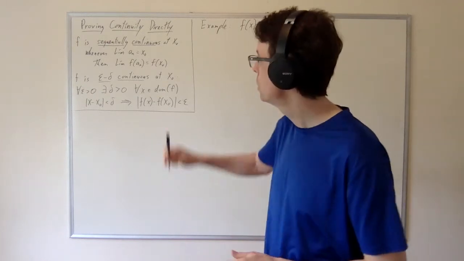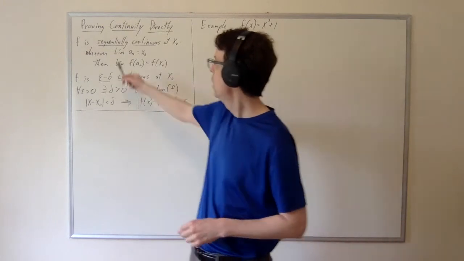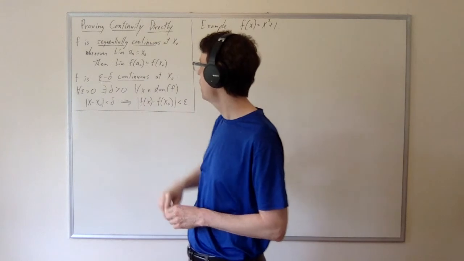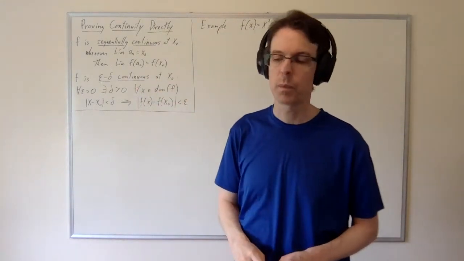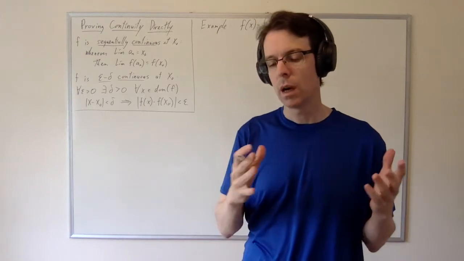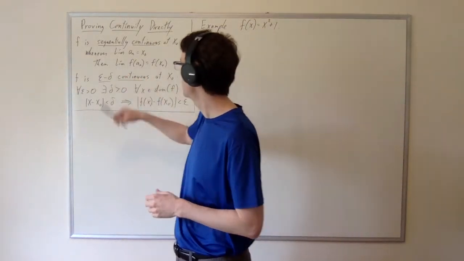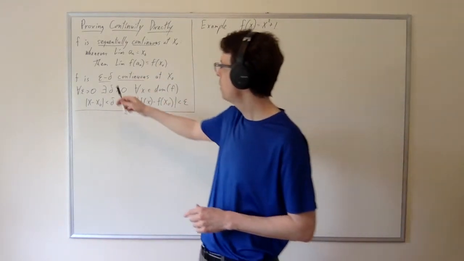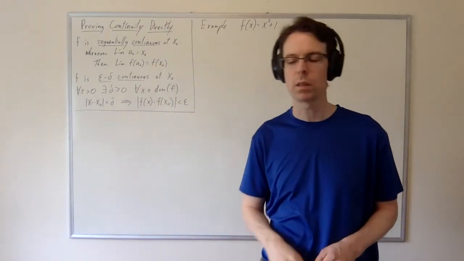So let me remind you of the definitions here. f is sequentially continuous at a point x naught if whenever we have a sequence converging to x naught, then when we apply f to every term of the sequence, we get a sequence converging to f of x naught. Basically, the limits of sequences commute with the function f. We can move the f inside or outside the limit is another way of thinking about that. f is epsilon-delta continuous if this condition applies. And we talked about that in the last video.